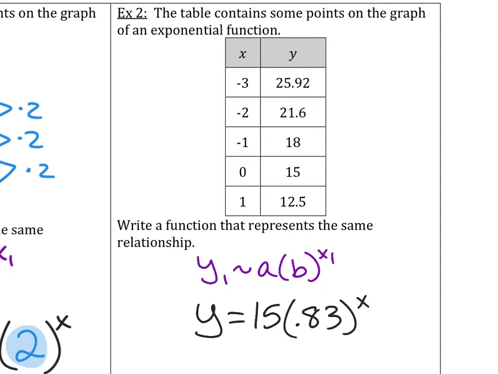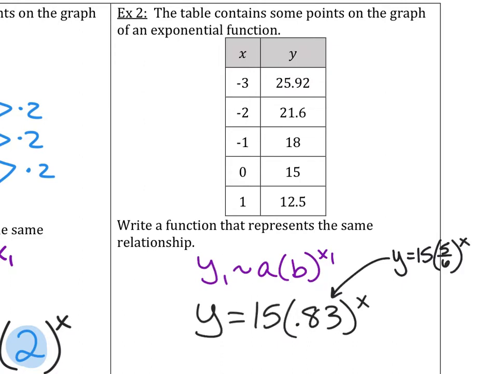Now, there's something cool I want to show you in Desmos, because this particular question actually came from the STAR test, and the STAR test didn't have an answer choice that looked like this. It had it in fraction mode. If you just type 0.83 into Desmos and change it to a fraction, it won't match one of the answer choices. Here's why. This could also be the answer choice y equal to 15 times 5 over 6 to the x power, because it's the same thing.